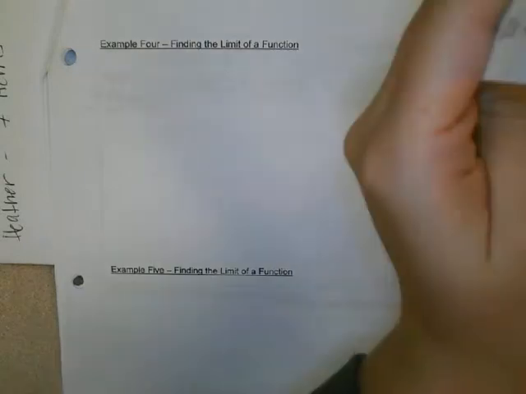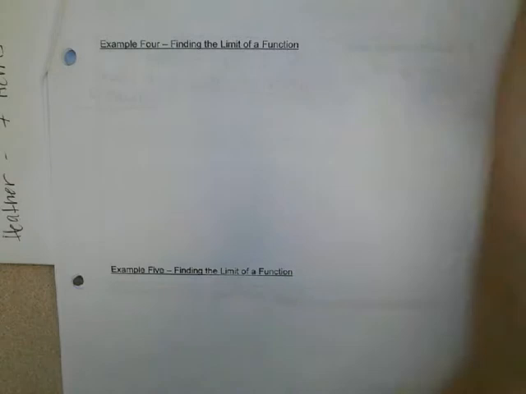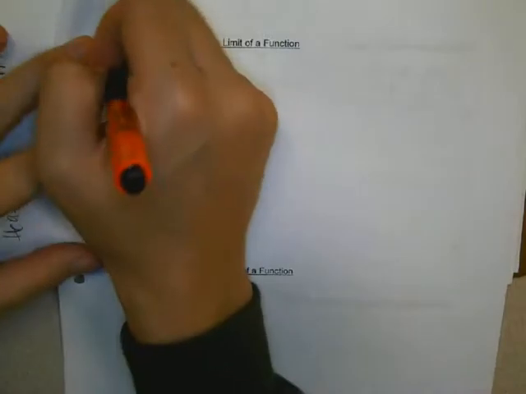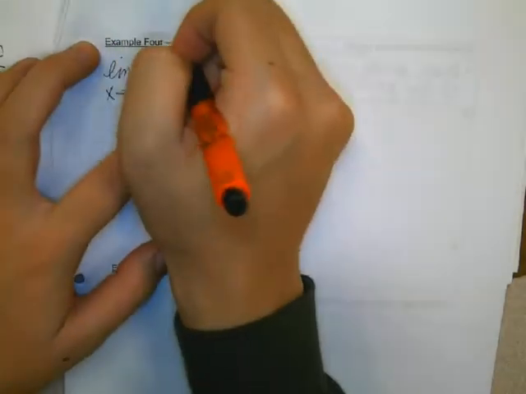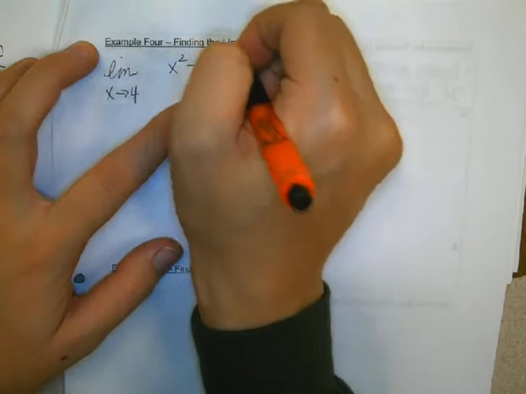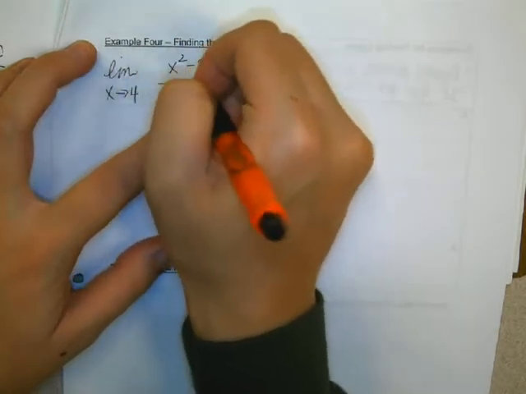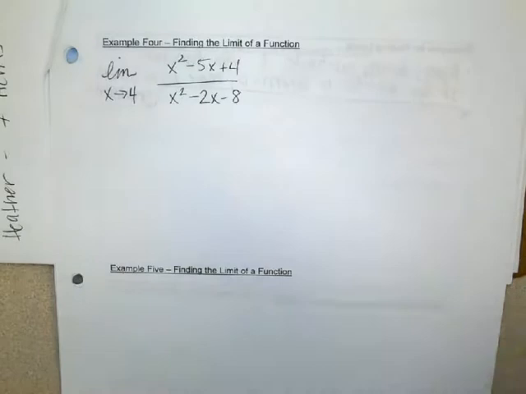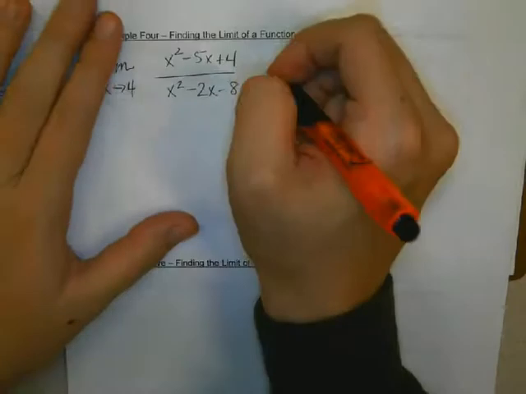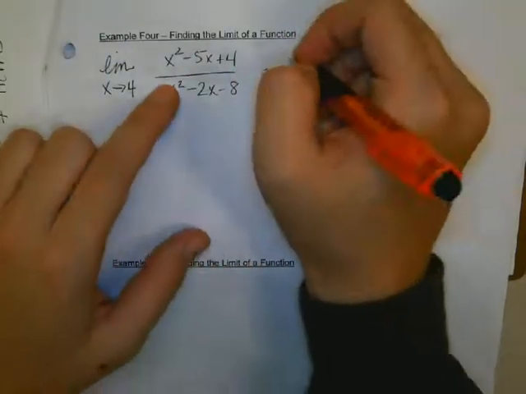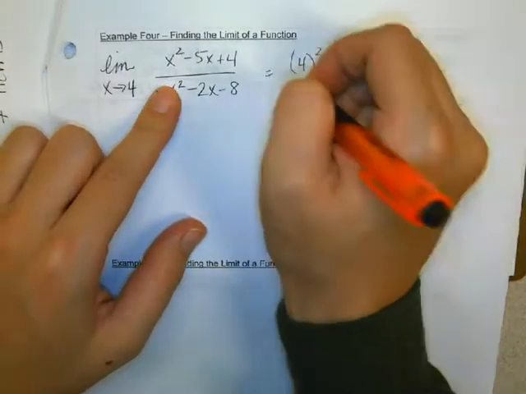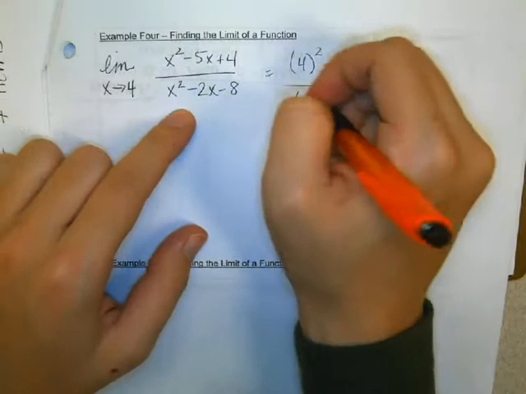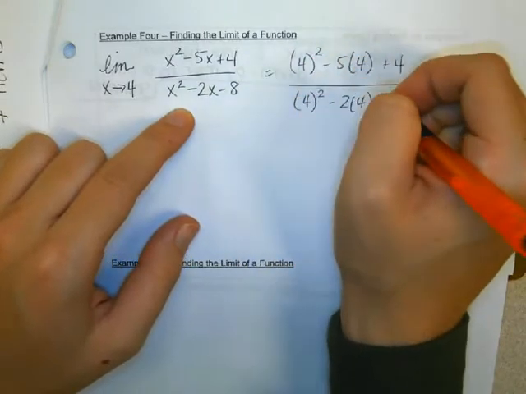Okay, let's do this one. The limit as x approaches 4 of x squared minus 5x plus 4 over x squared minus 2x minus 8. Okay. Again, I'm going to try to directly substitute first. So 4 squared, and then 4 squared.